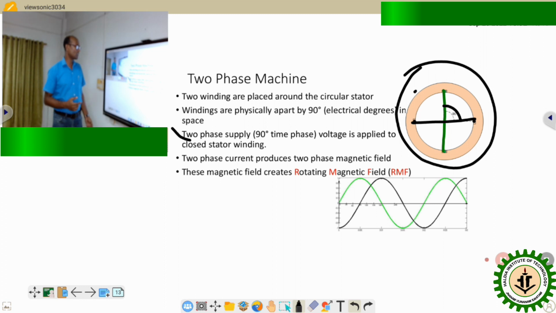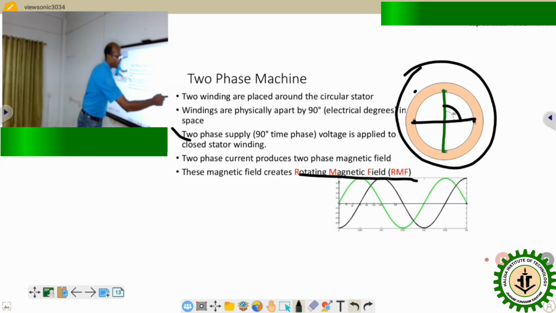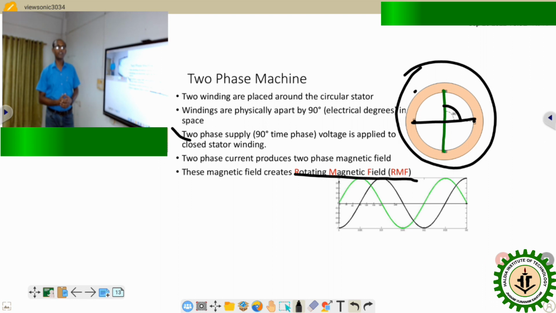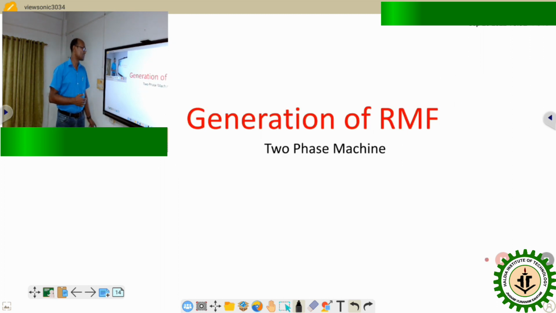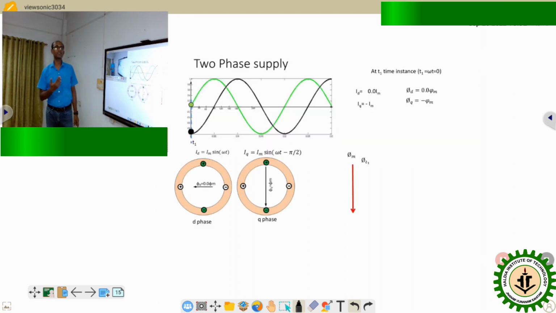And again we find there is also a generation of RMF, rotating magnetic field. We try to understand that in three different time instances their magnitudes remain the same, but their direction changes from time to time. So in the case of a two-phase system, the generation of RMF is actually responsible for making the machine rotate.